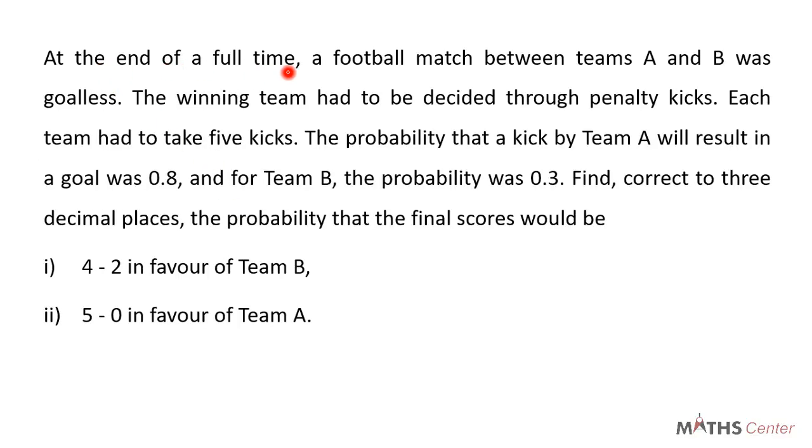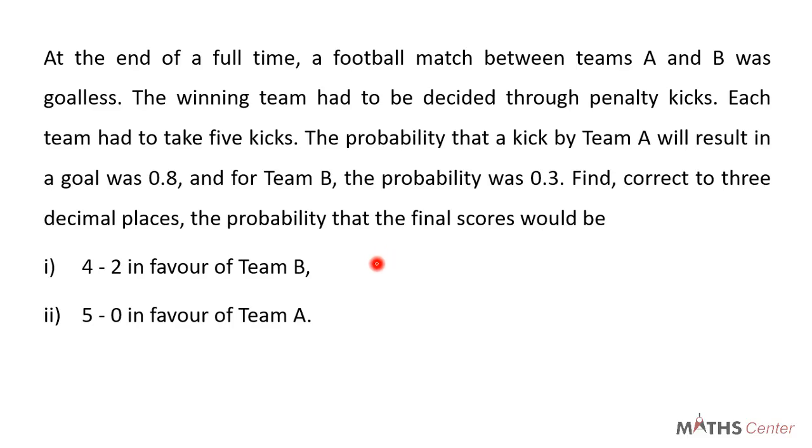At the end of a full time, a football match between teams A and B was goalless. The winning team had to be decided through penalty kicks. Each team had to take 5 kicks. The probability that a kick by team A will result in a goal was 0.8, and for team B, the probability was 0.3. Find, correct to 3 decimal places, the probability that the final scores would be I, 4-2 in favor of team B, II, 5-0 in favor of team A.